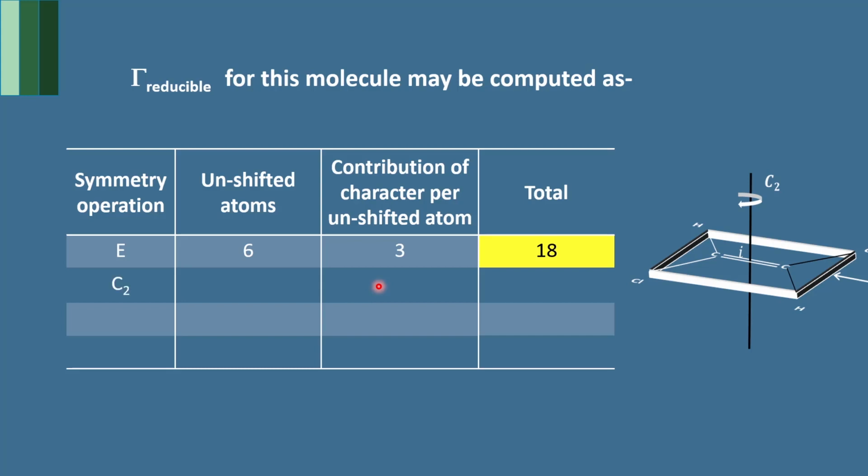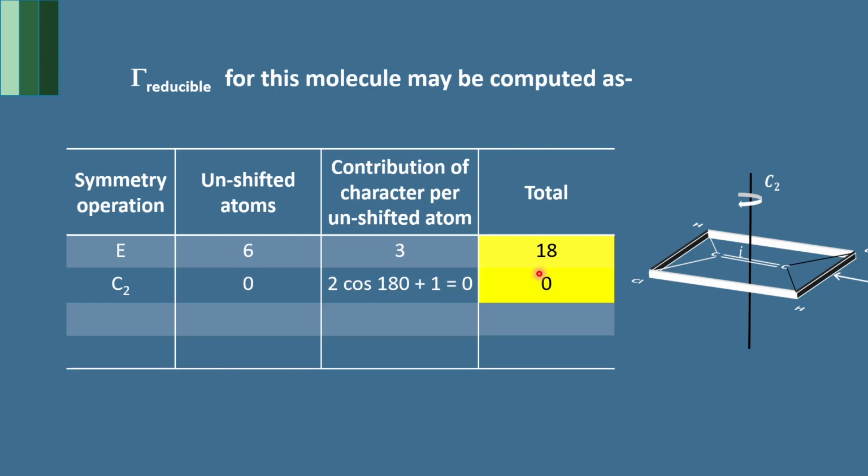Coming to C2, the contribution for C2 is 2 cos 180 degrees plus 1, that must be equal to minus 1, because all atoms would be getting shifted, as the C2 axis is perpendicular to this plane here, and this will allow this complete unit to move. So this Cl would move completely and come to this position, and along with it the hydrogens would move and the carbon atoms would also move. So the number of unshifted atoms would be 0. That would correspond to the 0 character.